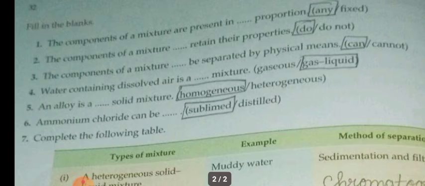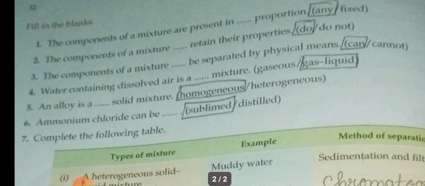An alloy is the next one. An alloy is a dash solid mixture. It is homogeneous. Actually, an alloy is a combination of various solids, so it is a homogeneous mixture. Brass, then gold, all these are homogeneous. Stainless steel, even stainless steel is also a homogeneous mixture.